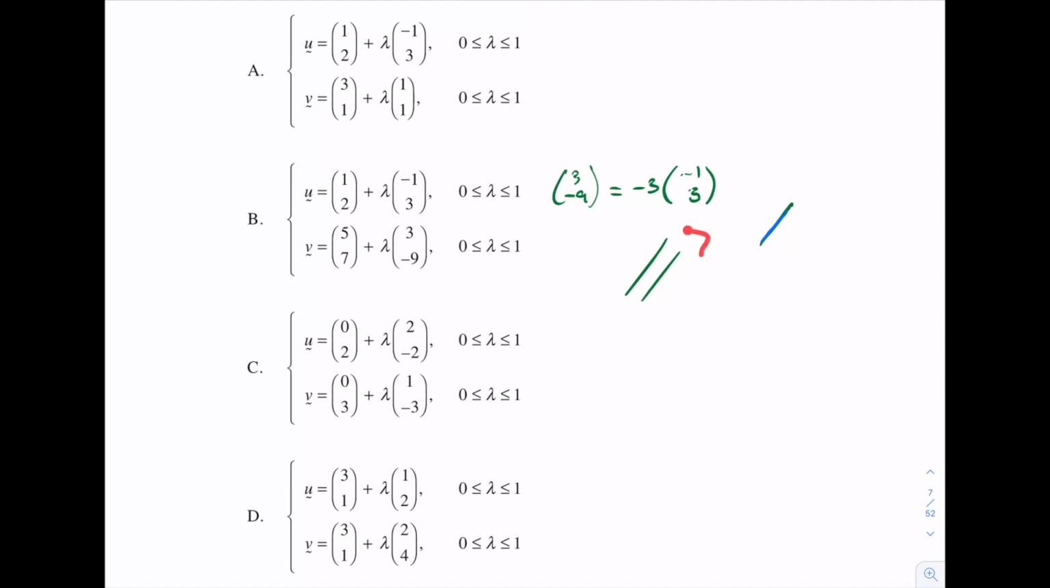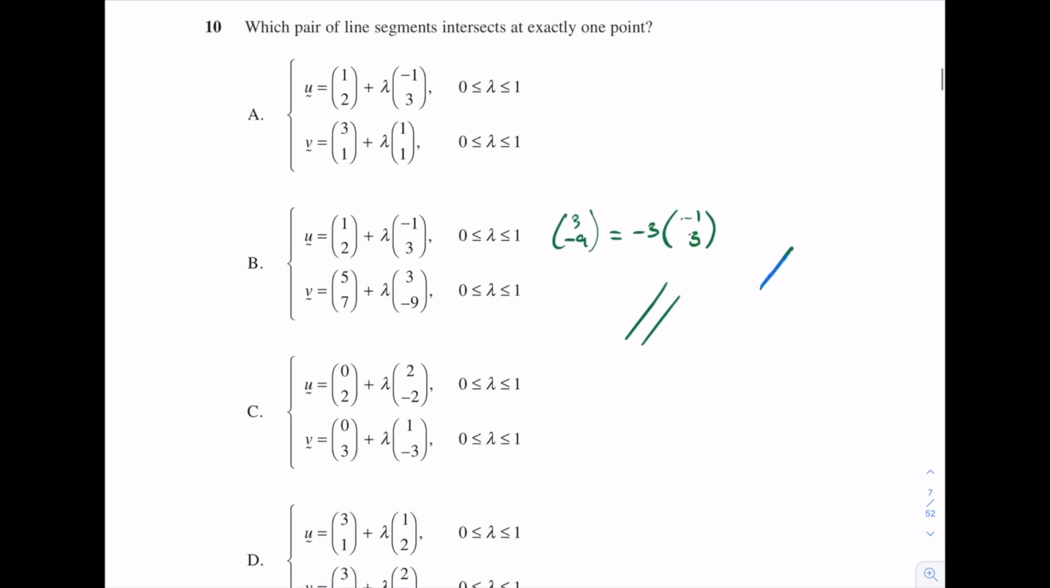Now, in this case, our lines never meet, or these line segments will never intersect at 1 point. In this case, where they're lying exactly on top of each other, there's actually an infinite number of solutions when we solve them simultaneously. So this has an infinite number of solutions.